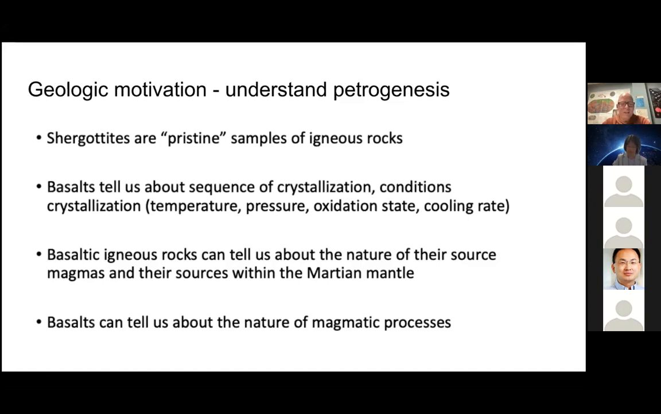Now, finally, we can use basalts to learn about the nature of magmatic processes. We know a lot about the nature of magmatic processing here on Earth from our studies of terrestrial igneous rocks, but having other samples that can tell us about this nature allows us to compare between different planets and learn something about magmatic processing as it occurs in different bodies in our solar system.